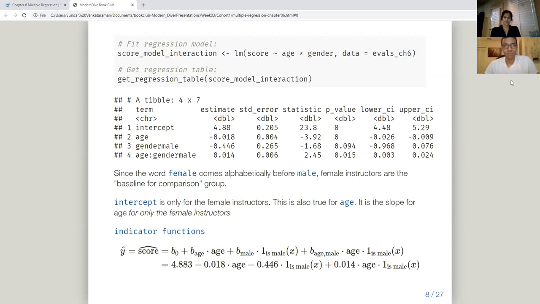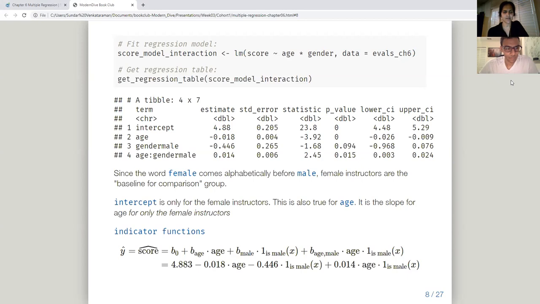off the bat. But then they get a marginal increase in score for every year of age. Well, it's not even a marginal increase, because what you're doing is you're offsetting the age coefficient by that gender male coefficient. So you're taking the negative 0.018 plus 0.14, and that's now your marginal change in score for every year of age. So is that track?